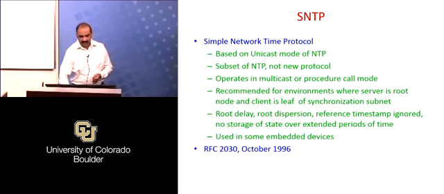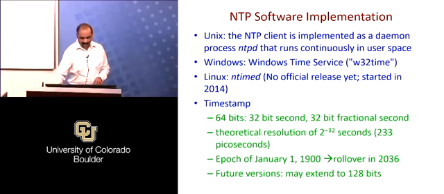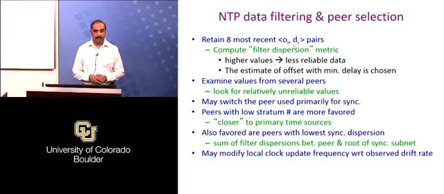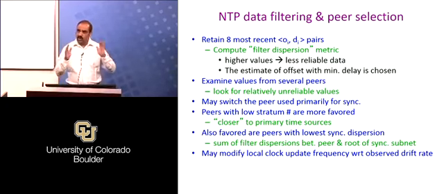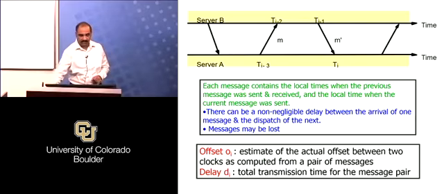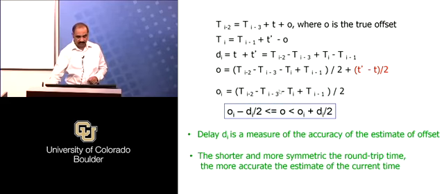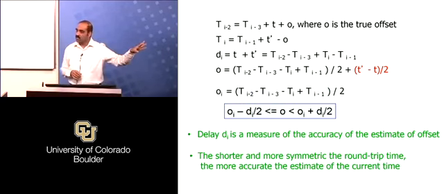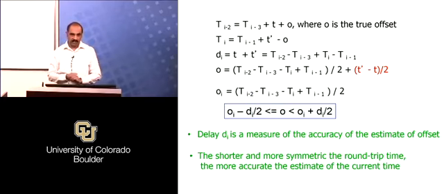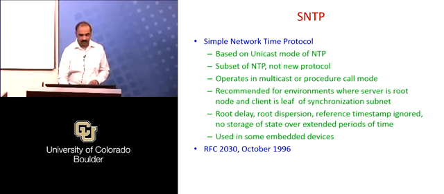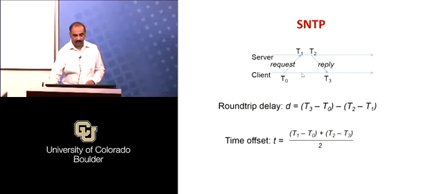The SNTP is basically the same as NTP, except that it doesn't use this filter dispersion metric. So SNTP solely relies on the message exchanges. All it does is rely on this, and uses this to estimate the time. So it doesn't look at the history or statistics and those kinds of things. So SNTP is a much simpler version of this protocol. That's basically what SNTP is.